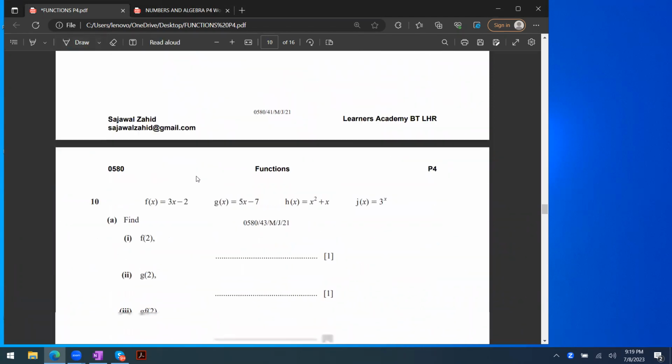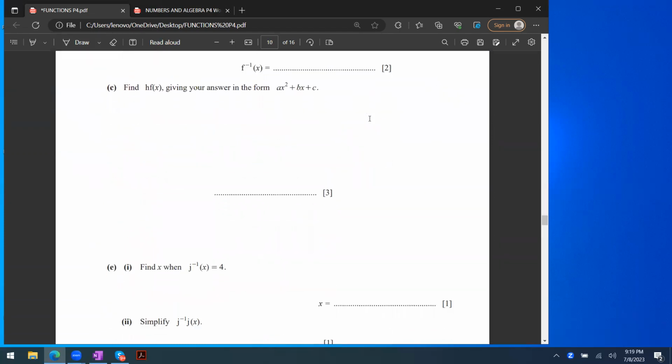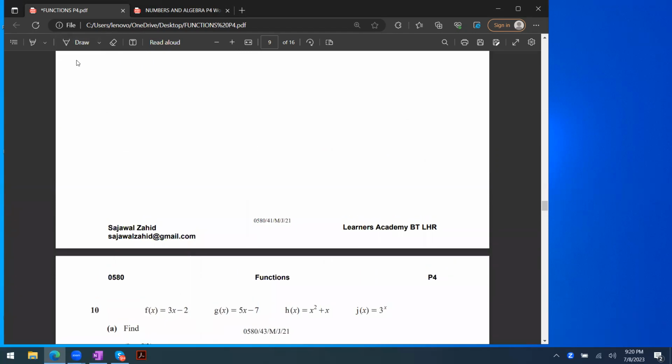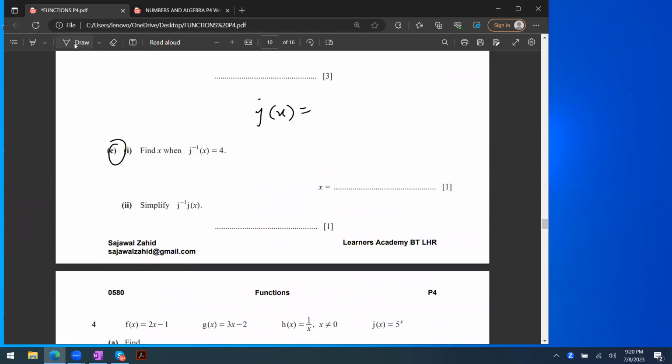The rest of the questions, I want to do just one part again with you. So this will be a little confusing again. E part. Okay. They say j inverse of x is equal to 4. First of all, what is the j of x function? 3 raised to power x. I just want to do this part.